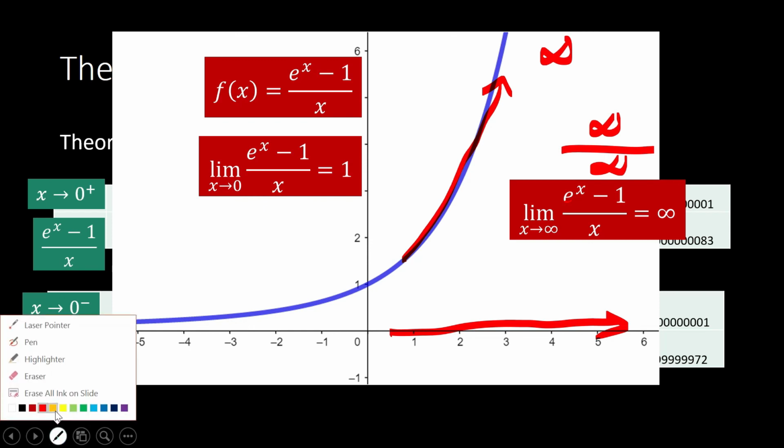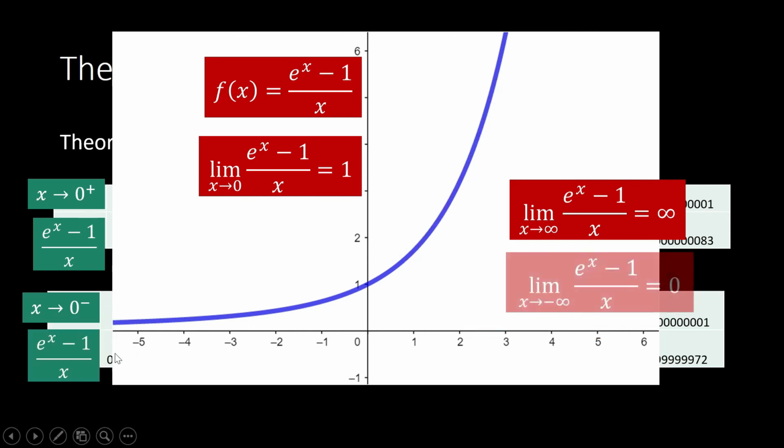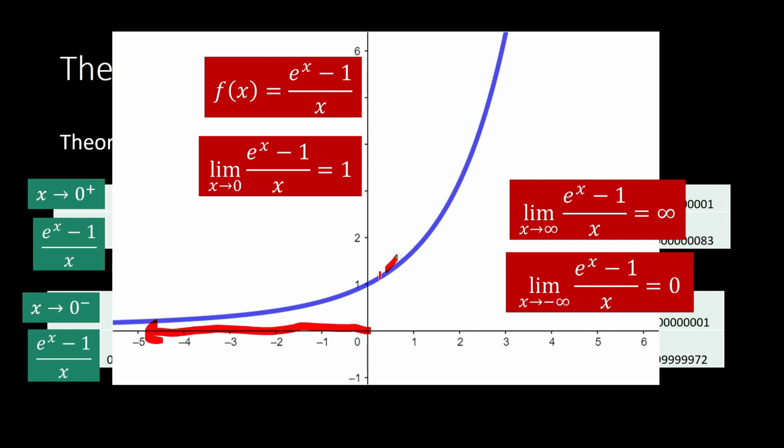Another result that we can see from this graph is this. As x approaches negative infinity, look at this. Our function approaches the horizontal asymptote, and that is the line y = 0. And so this is telling us this result: as x approaches negative infinity, the value of (e^x - 1)/x is equal to 0.